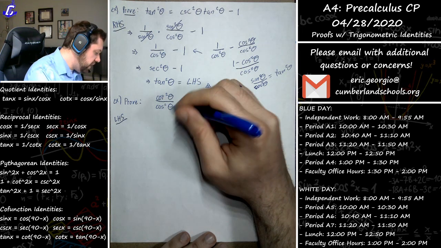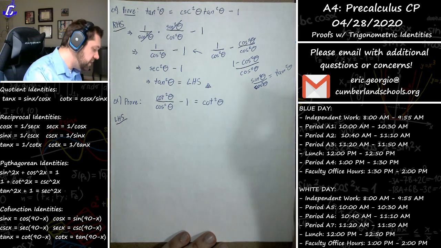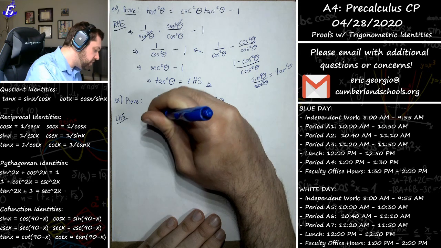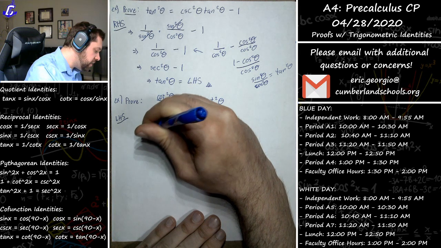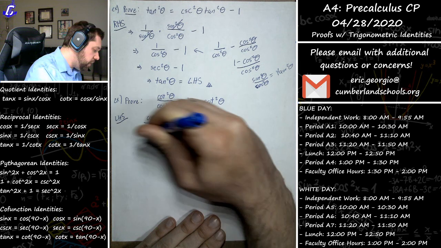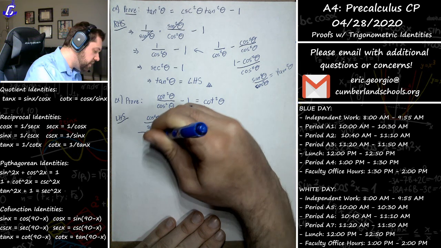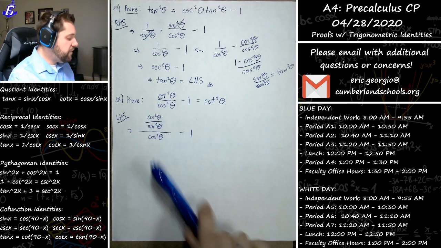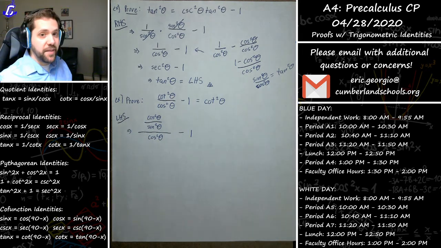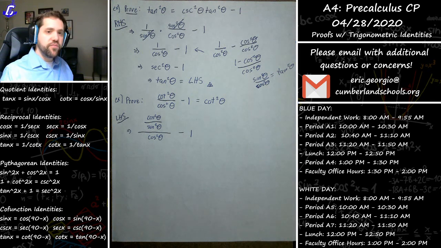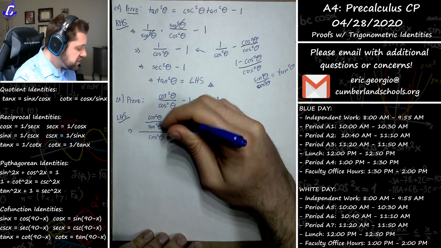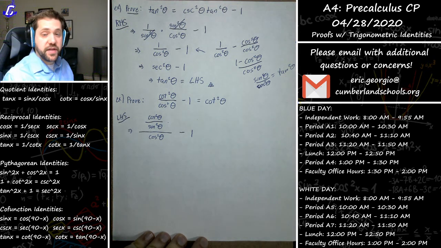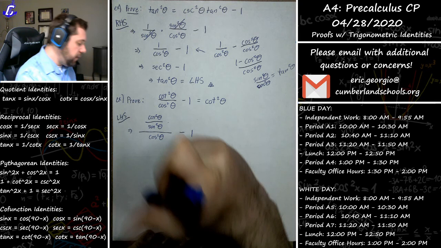Probably beneficial to write this all in terms of sine and cosine. So I could rewrite cotangent squared as cosine squared theta over sine squared theta, and that's all divided by cosine squared of theta. And we have this minus 1 stuck over here. Well, if I'm taking this whole fraction and dividing it by cosine squared of theta, that's really the same as taking this whole fraction and multiplying it by 1 over cosine squared of theta, right?